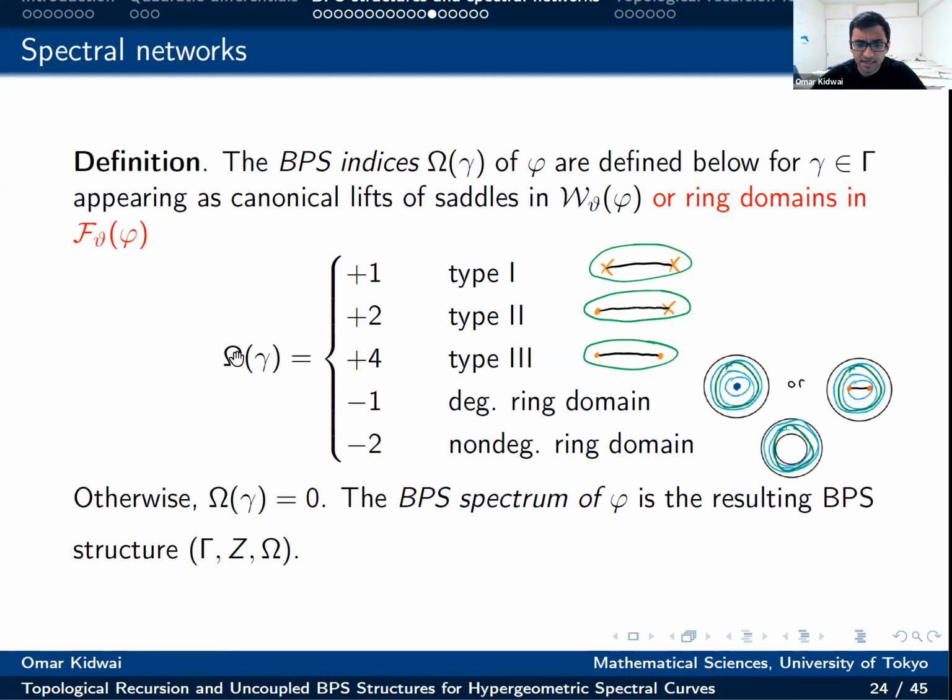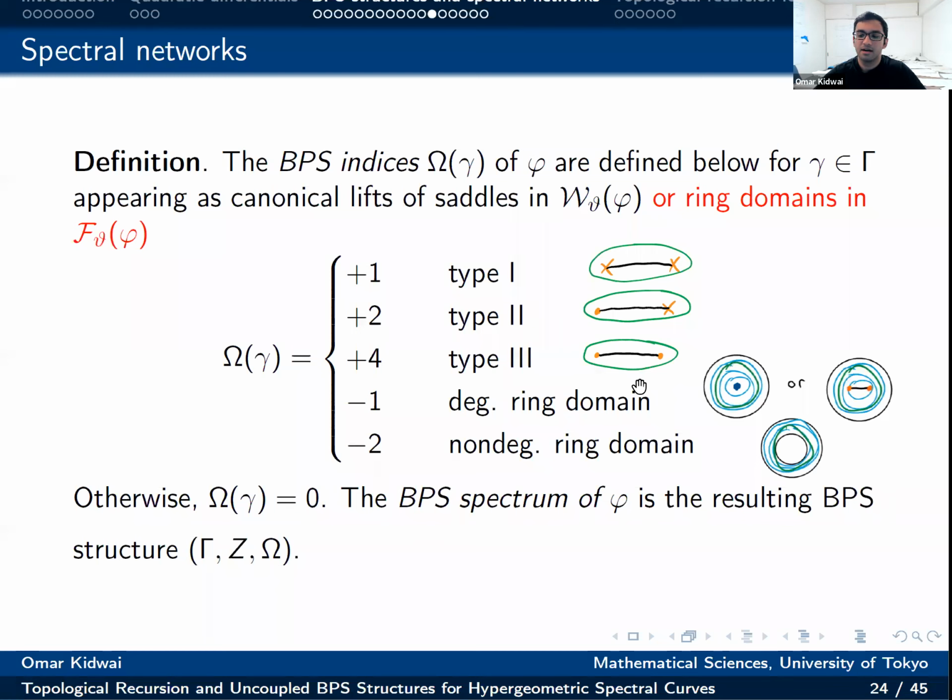So I assign 0 to every lattice vector that doesn't appear as a canonical lift, and the ones that do, I give them a number depending on what the degeneration looks like. Type 1, 2, and 3 is just when I have poles or turning points hitting each other, and I assign them different values depending on whether it's simple 0, simple 0, simple pole, simple 0, or simple 0, simple 0.